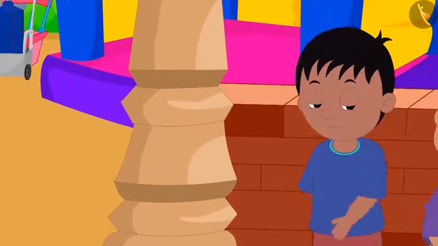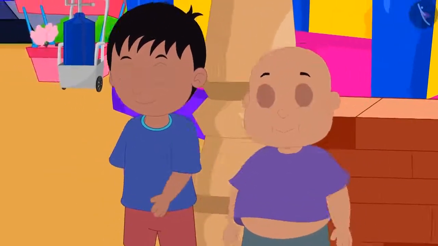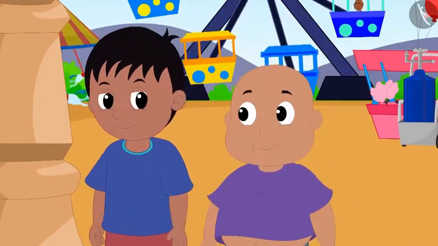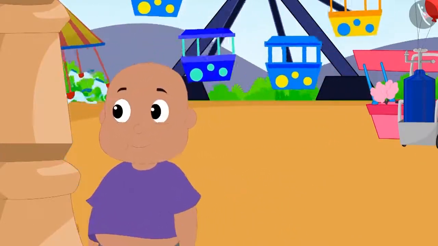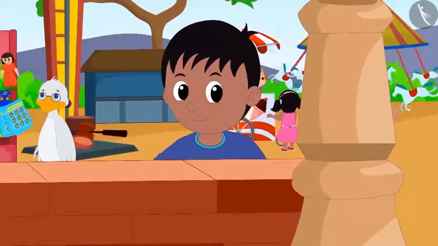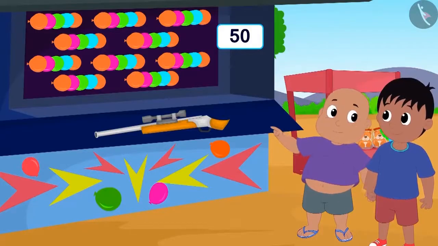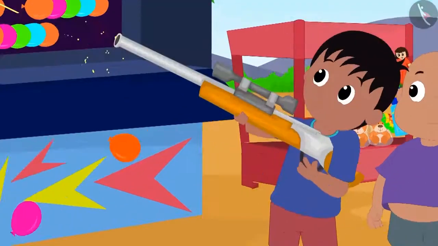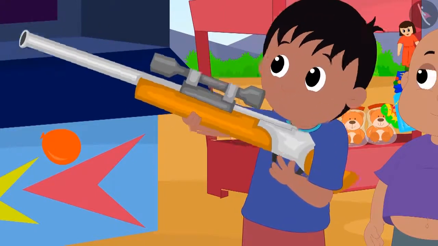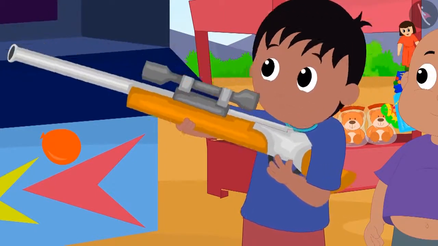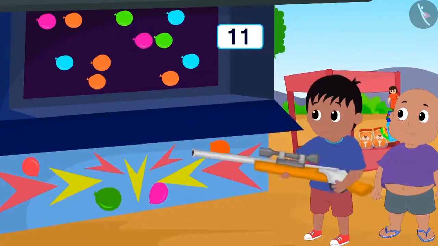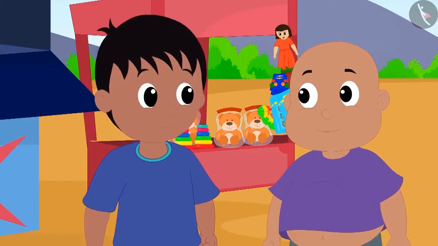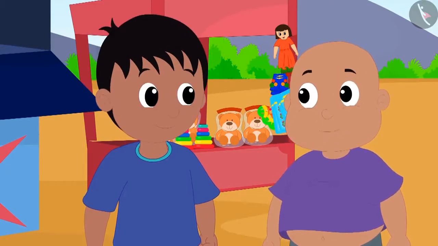Today, Raju and Bablu are walking in the fair. Raju is excited that he has now learned subtraction and he can now solve any question. Raju and Bablu went to a shop to burst balloons. There were a total of 50 balloons. Raju started bursting the balloons. When his turn got over, 11 balloons were left. Bablu asked Raju how many balloons he had burst.